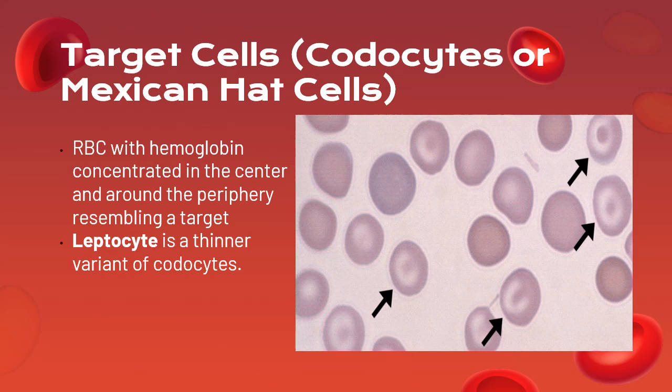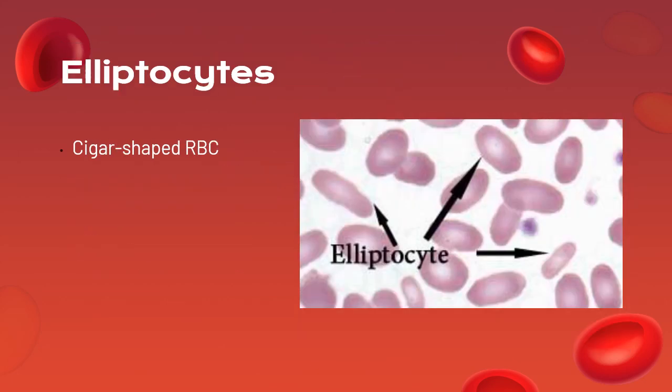You have target cells. Target cells are codocytes or Mexican hat cells. This happens when hemoglobin is concentrated in the center and around the periphery, resembling a target. And then we have another one, the leptocyte. A leptocyte is a thinner variant of codocytes. Next, we have elliptocytes. Elliptocytes are cigar-shaped RBCs.